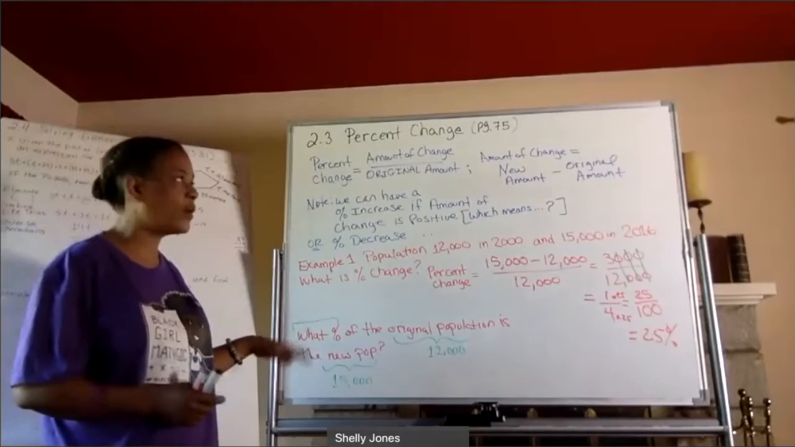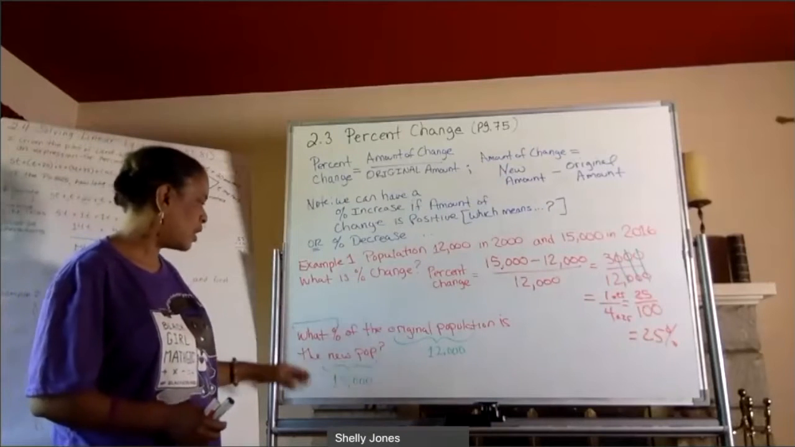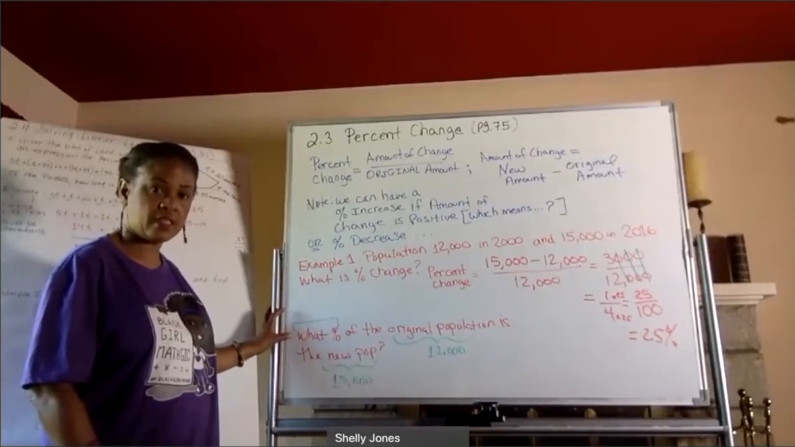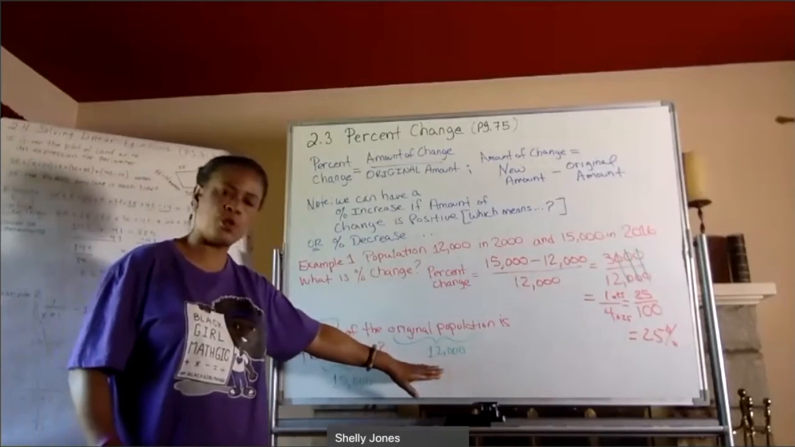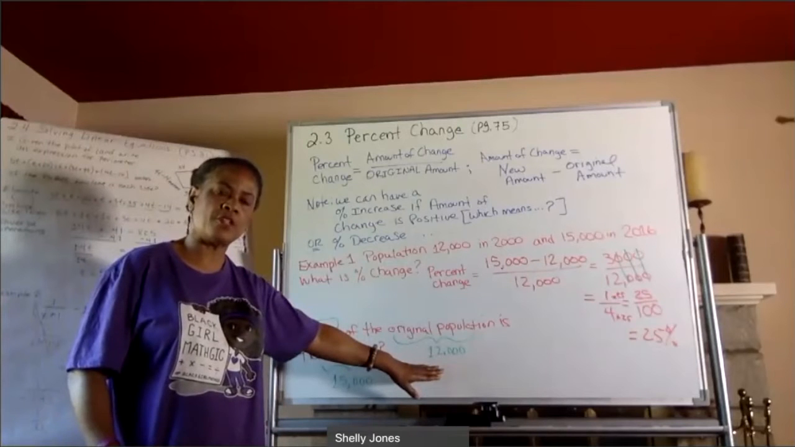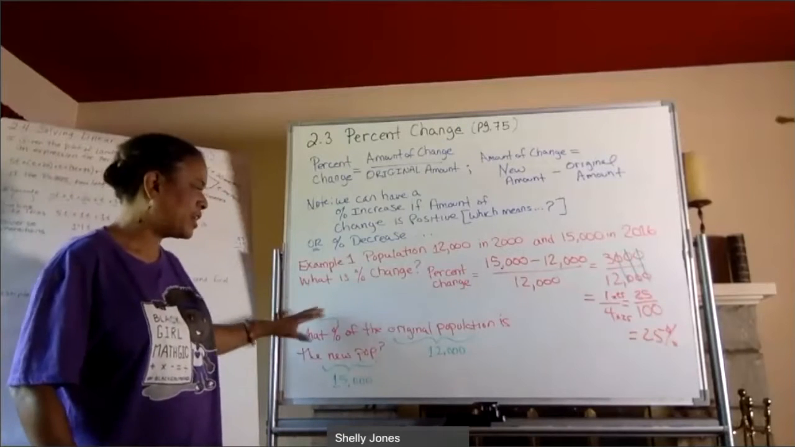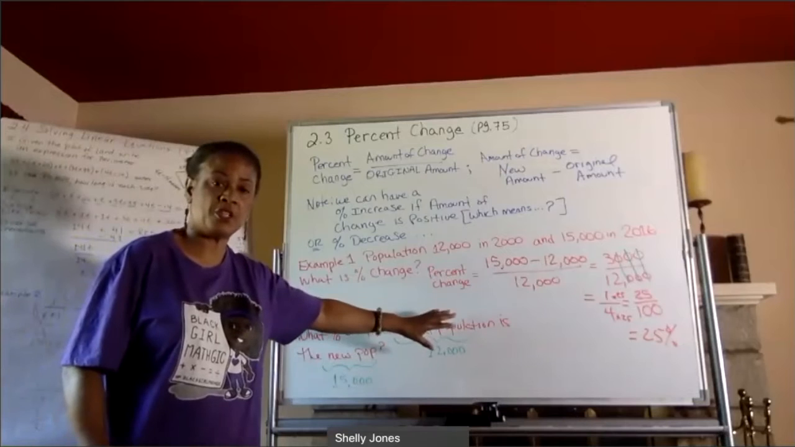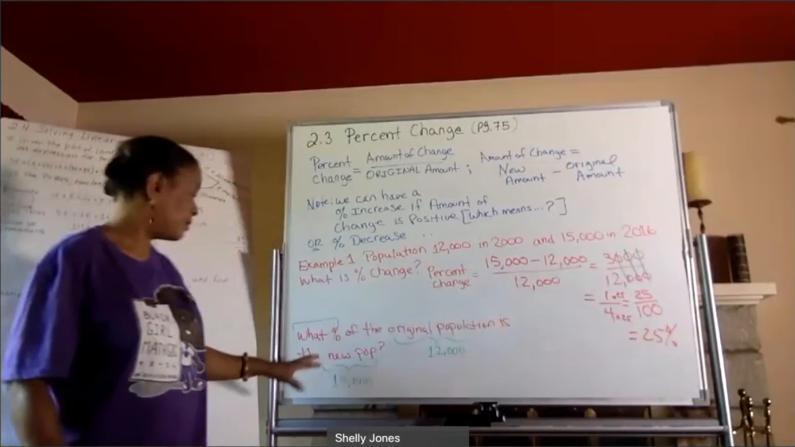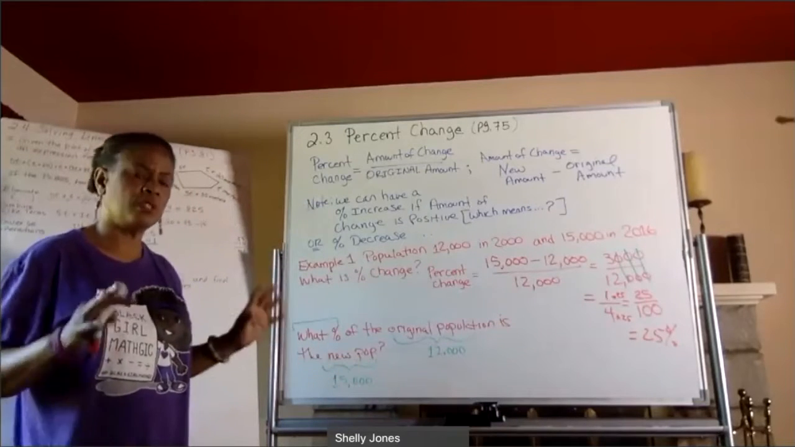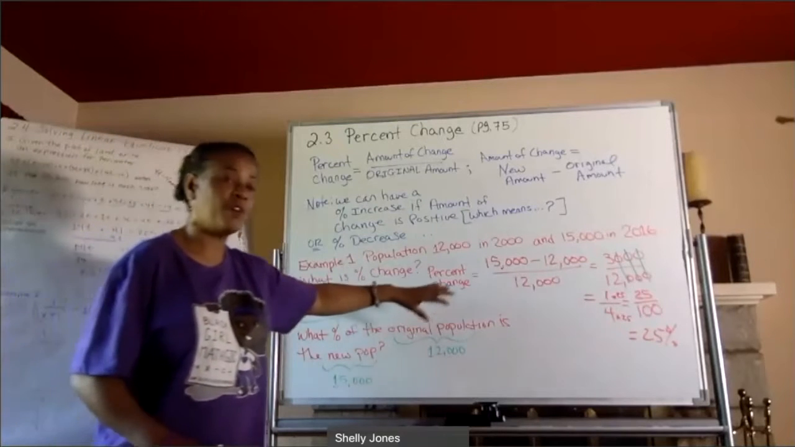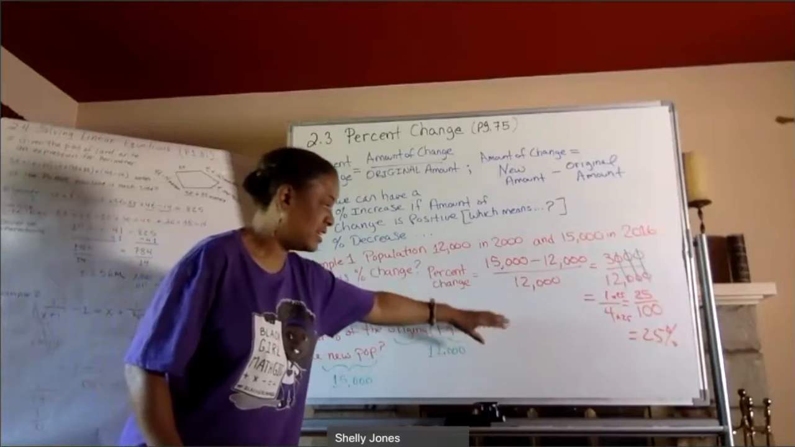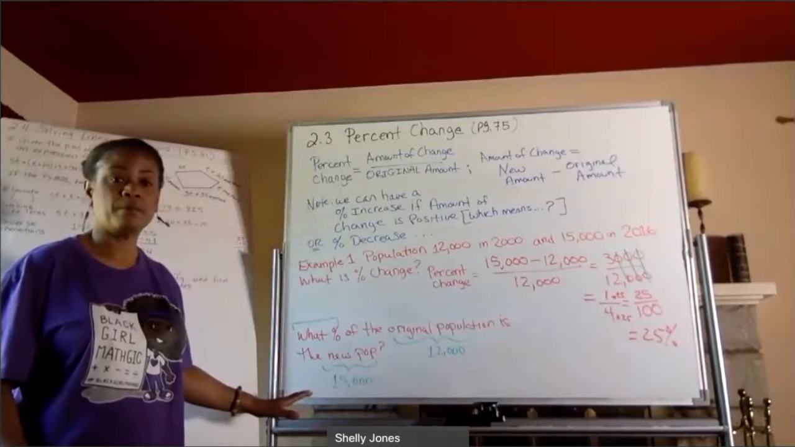So here's a second question on page 75. It says, what percent of the original population, and I wrote the original population was 12,000, so that's just a reminder. What percent of the original population is the new population? So this is another way of saying it. What percent of 12,000 is 15,000?